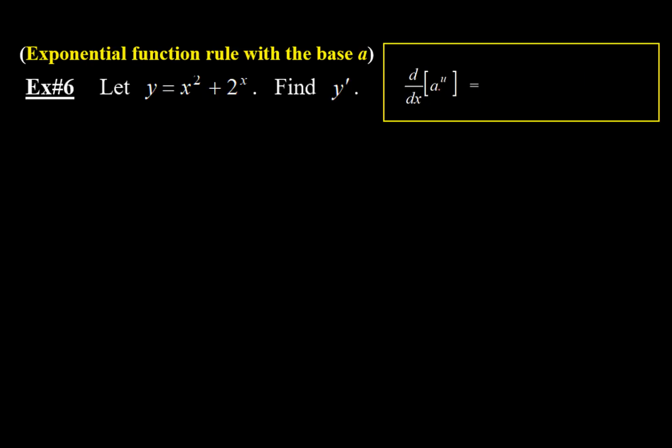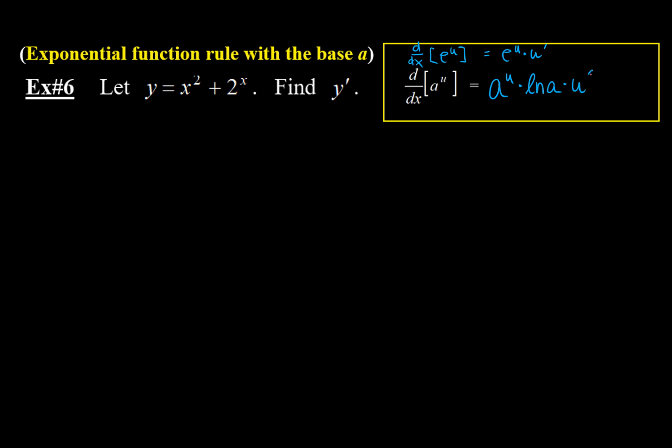So let's write this for u. So if I'm taking the derivative of a to the u, and let me just write above it, remember the derivative of e to the u is e to the u times u prime. But the derivative of a to the u is going to be a to the u times the natural log of a times u prime.